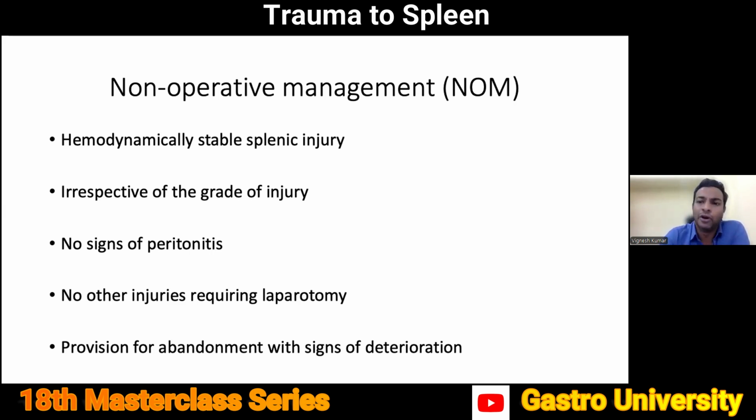It may be for liver injury or spleen injury or for any other organ injury. This is irrespective of the grade of injury. One point that I want to push through is that if the patient is hemodynamically stable, it does not matter what the grade is, the patient can be planned for non-operative management.